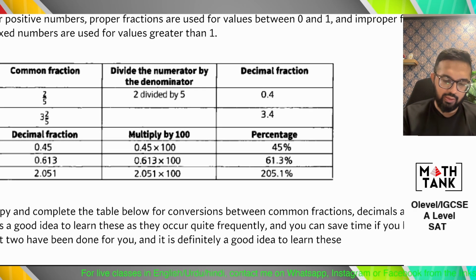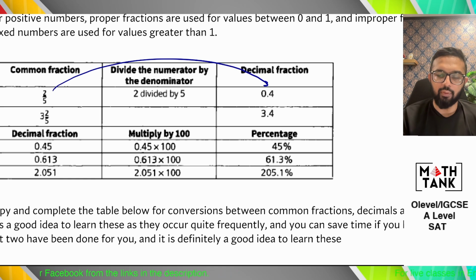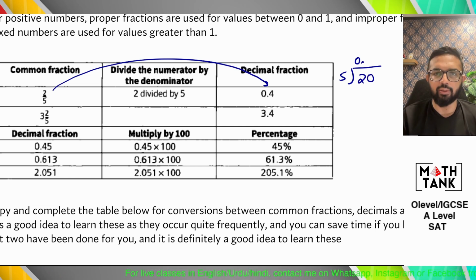Let's talk about this. Do you see this? 2 over 5 is a common fraction. When you convert that to a decimal, it becomes 0.4. This means this is 2 divided by 5. You go into long division and you do 2 divided by 5 like this. You put a decimal because this is not divisible, so the decimal leads to a 0. 5 times 4 is 20, and you end up with 0.4.